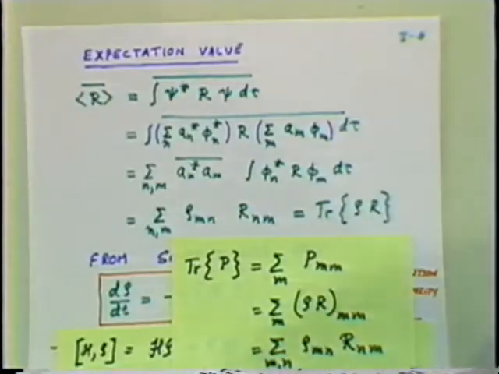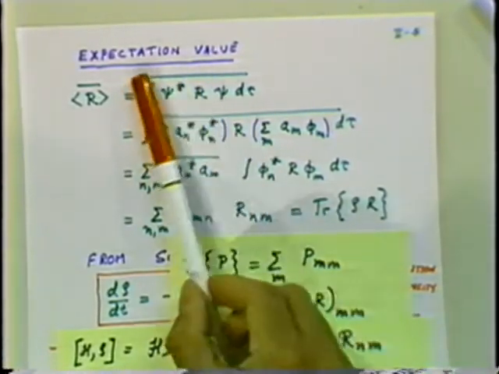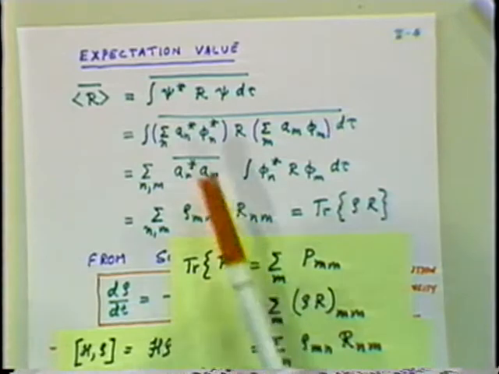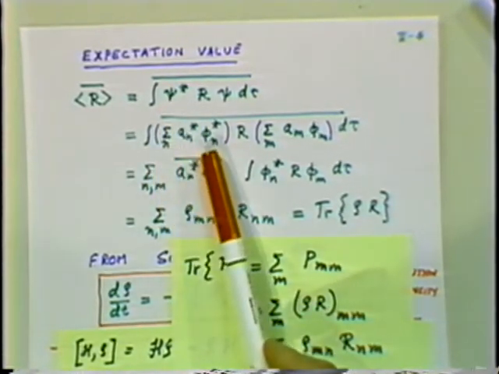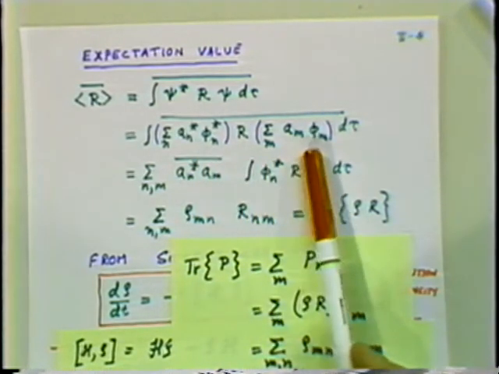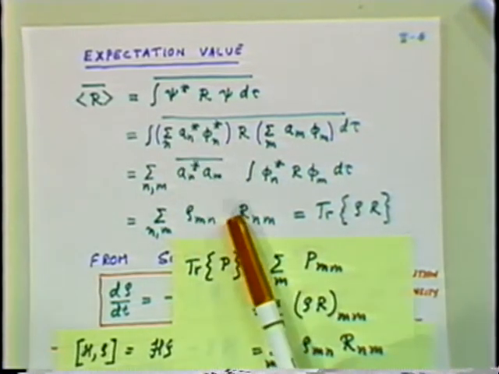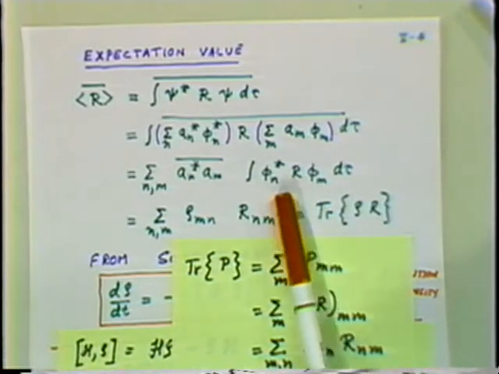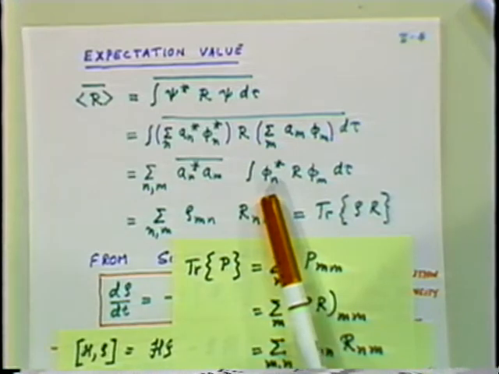The expectation value of any particular operator R is then simply given by the average of psi star R psi d tau. And then I substitute psi star as the sum over n of an star psi n star, where psi n are the eigenfunctions, and R am psi m. What I get here is the quantity an star am times the matrix element of the operator R in the eigenstates phi n, phi m.